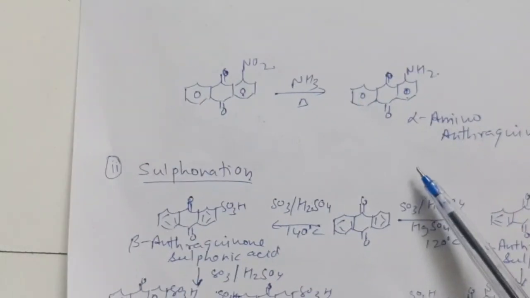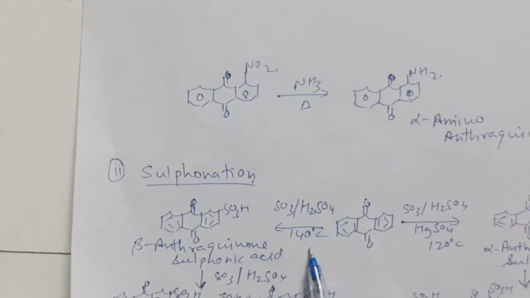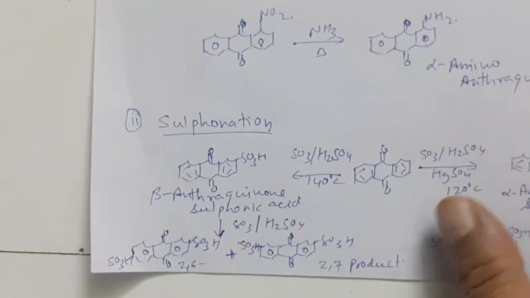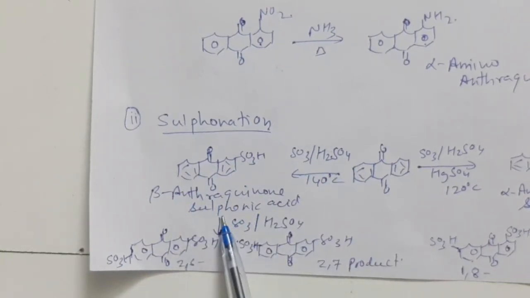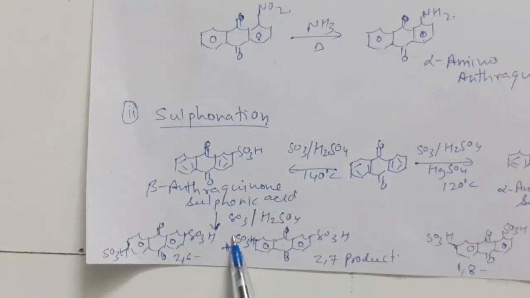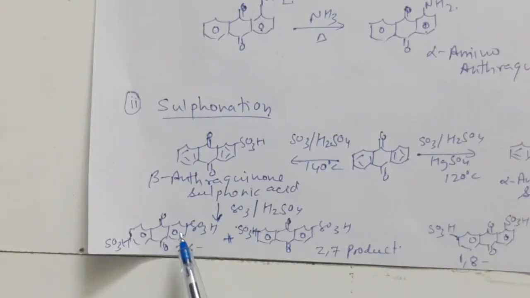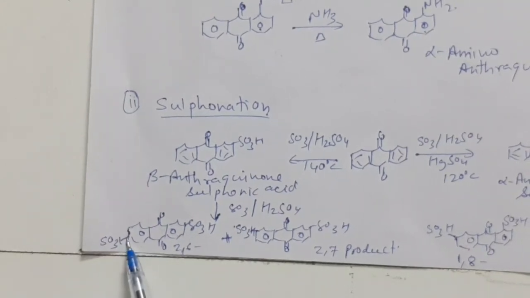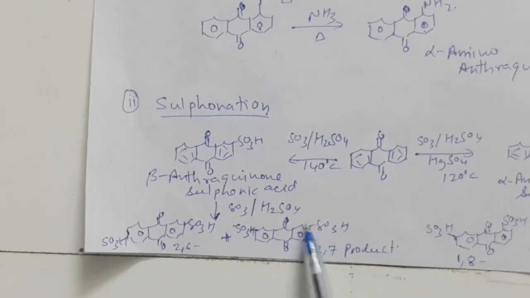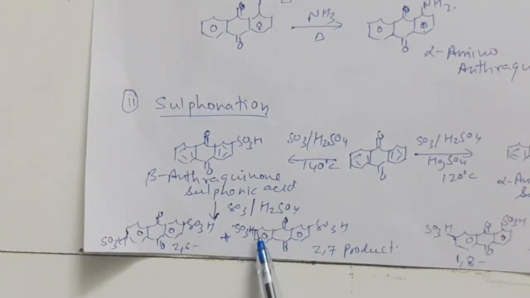Anthraquinone also reacts with fuming sulfuric acid at 140 degrees centigrade. Then the sulfonyl group attaches at number 2 carbon and we get beta-anthraquinone sulfonic acid. This further undergoes sulfonation and gives the disulfonic compound. Two sulfonyl groups are present. There are two types of compound. In one, the two sulfonyl groups are present at 2 and 6. So we get beta-anthraquinone 2,6-disulfonic acid. If the groups are present at 2 and 7, then we get 2,7-disulfonic anthraquinone.